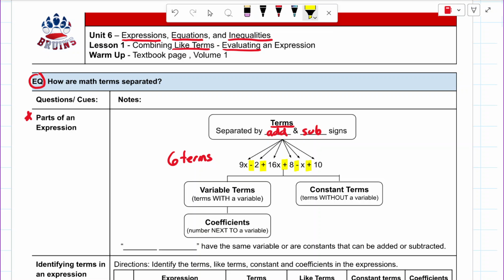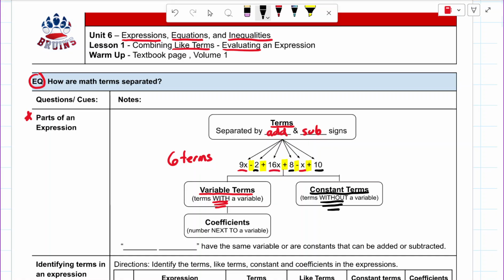With those terms, there are 2 types. There are ones with letters, which are called variable terms. They are terms with a variable, and you can see 9x, 16x, and x are all variable terms. And then you can see that the leftovers are just numbers without variables, 2, 8, and 10. Those are called constant terms. These are terms without a variable.